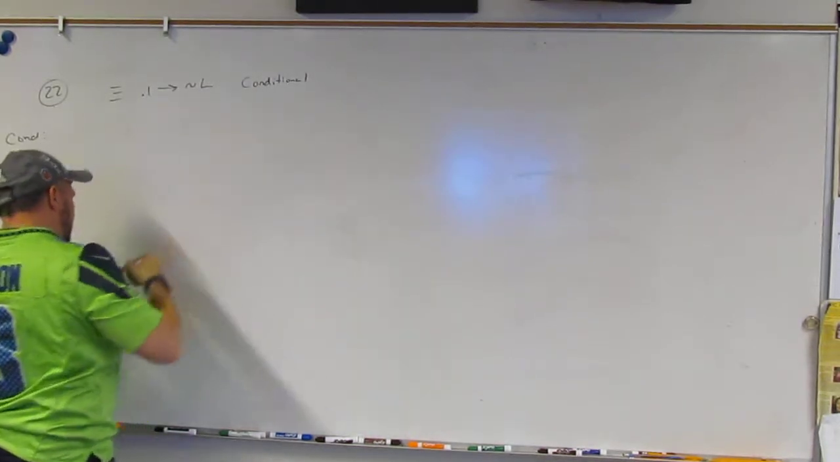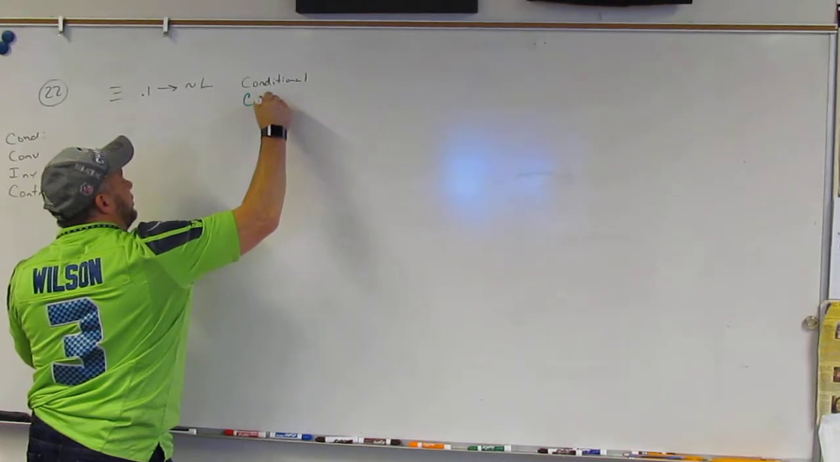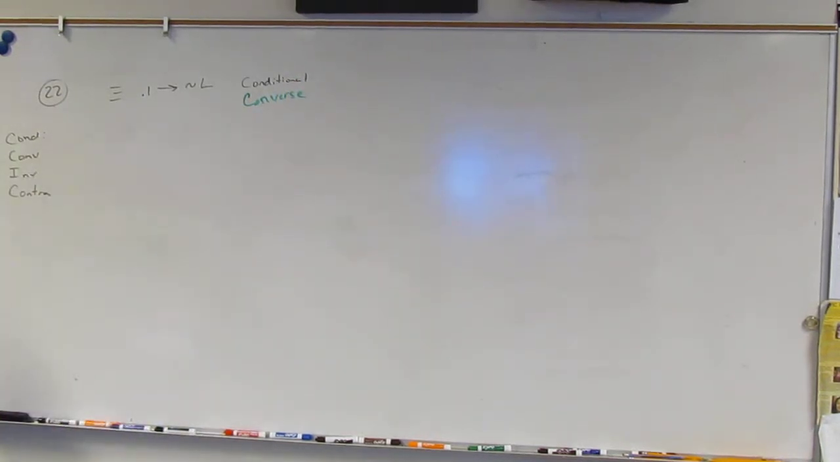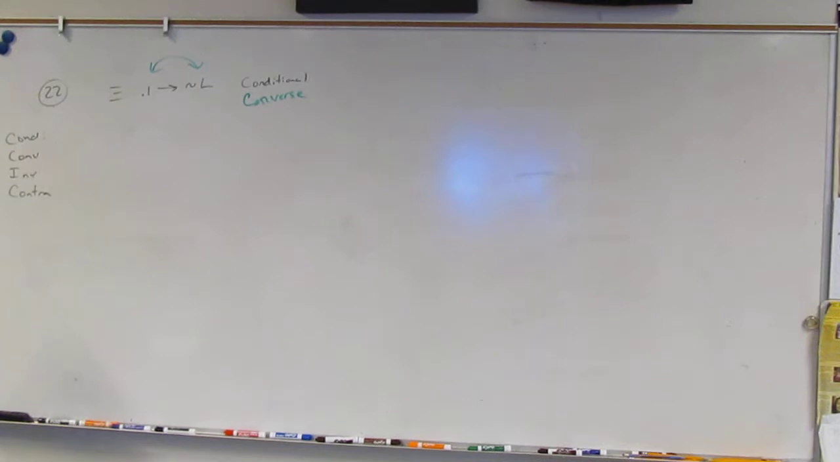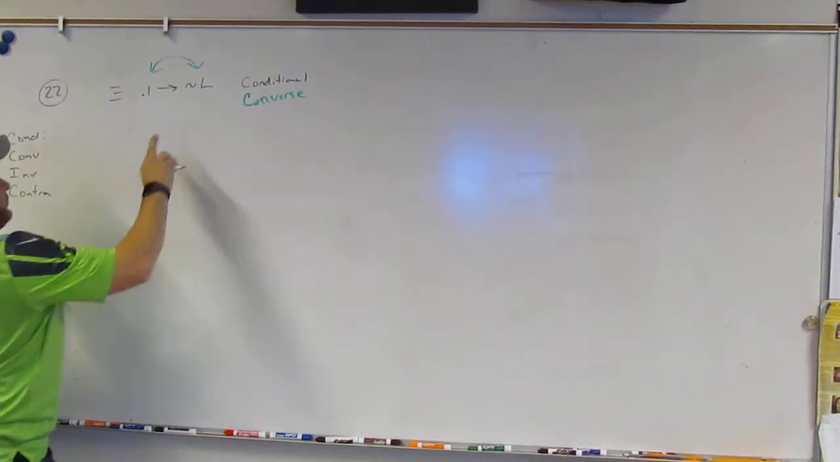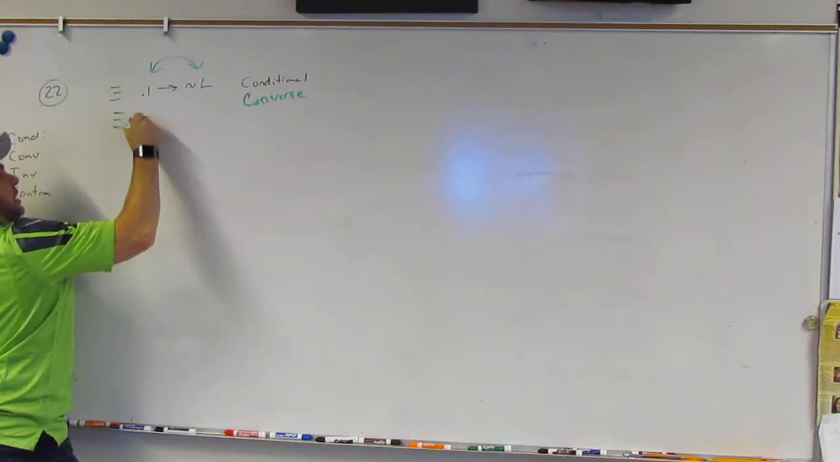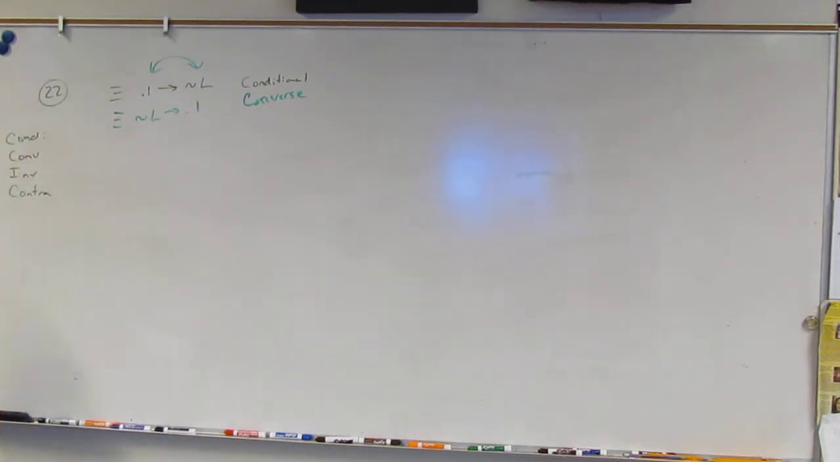Then what is our, we used green last time, right? What is our converse? Okay, what do we do? We just flip it. Flip it. Right? So not L, then 0.1. Okay? Alright?